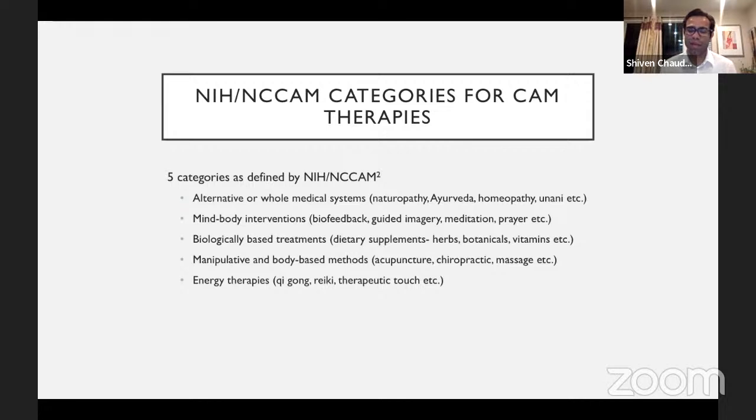Biologically based treatments, these can be herbs, botanicals, vitamins. These come in a bigger category just called dietary supplements, which is part of that. Manipulative and body-based methods, they've kind of talked about massage before, OMM, chiropractic, acupuncture. These are all things that you could do in integrative medicine. Energy therapy, so this is therapeutic touch, Reiki, Qigong. There's lots of other techniques that we use in energy therapy.